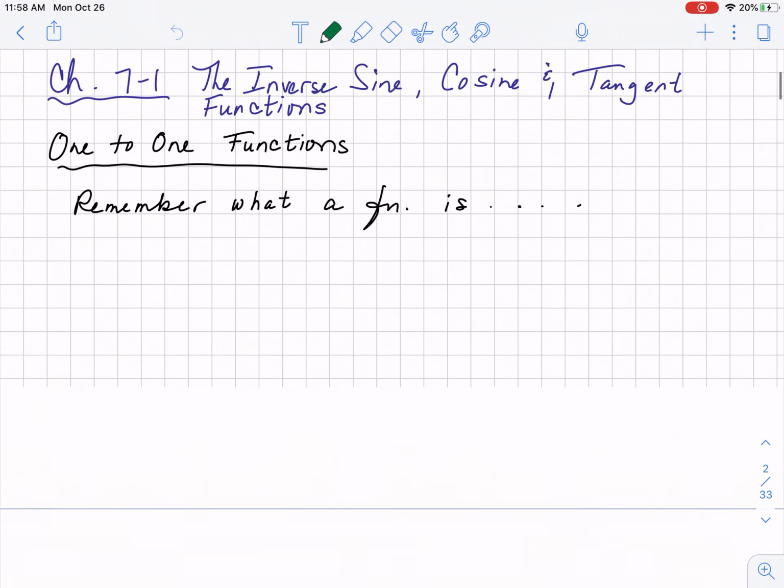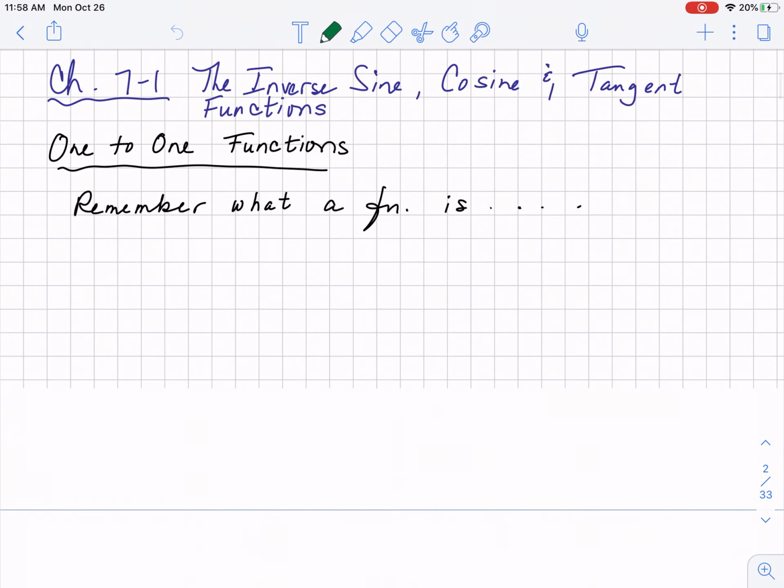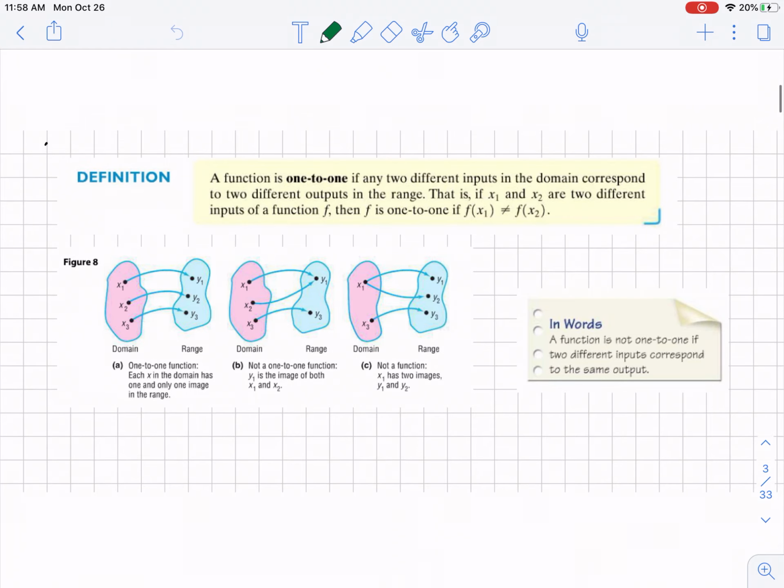Remember what a one-to-one function is? We know what a function is, right? That for every input, you have exactly one output. However, if you had something like y is equal to x squared, if you did an xy chart for that, if you plugged in -1, you would get an answer of 1. If you plugged in 0, you'd get 0. If you plugged in 1, you'd also get the same answer of 1, okay?